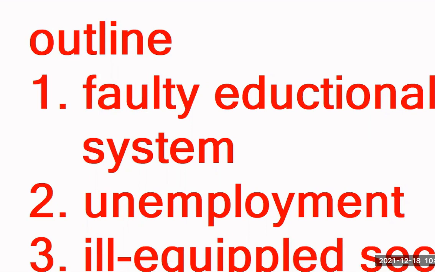Okay, so now we have attempted to jot down 3 points. Number one is faulty educational system. We are going to explain how this contributes to the problem of student kidnapping. All right. Faulty educational system. Number two, unemployment. Number three, ill-equipped security.